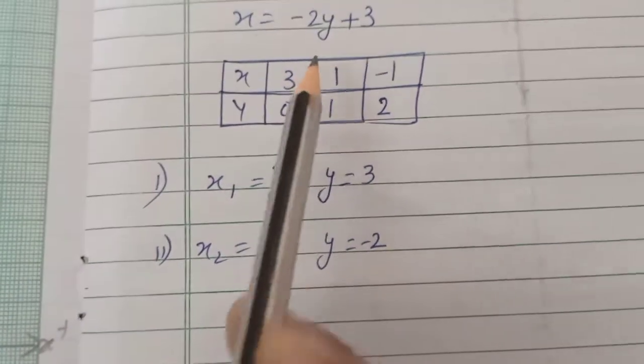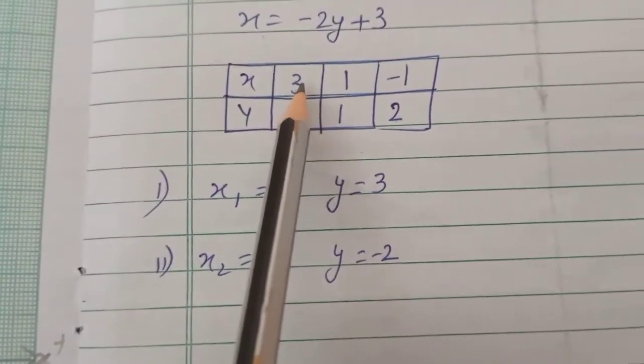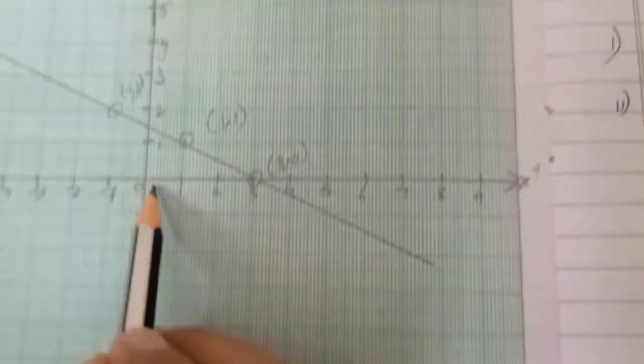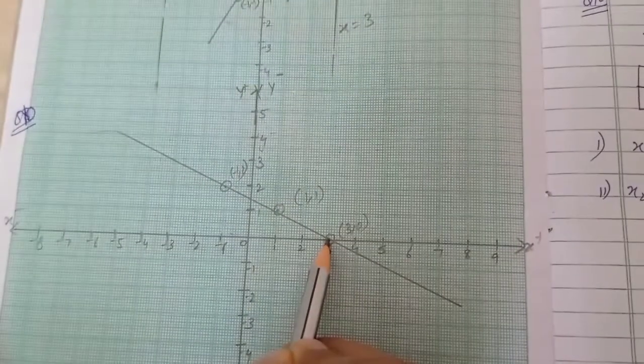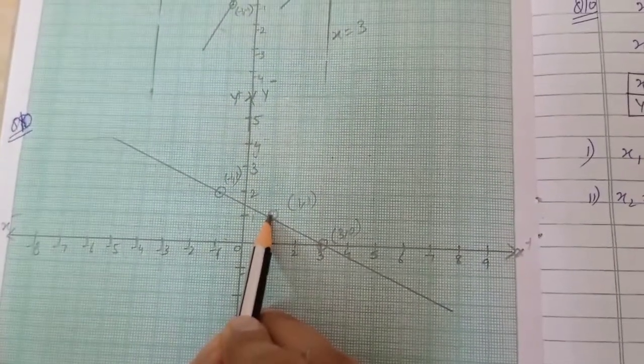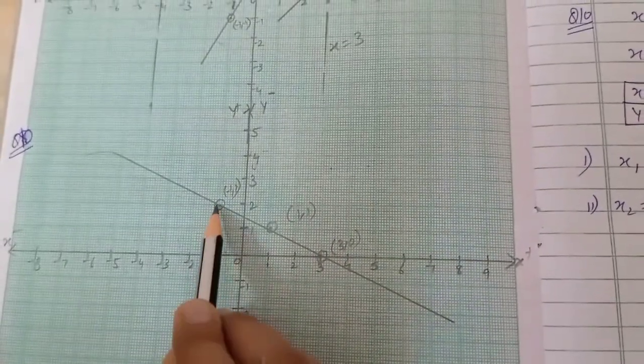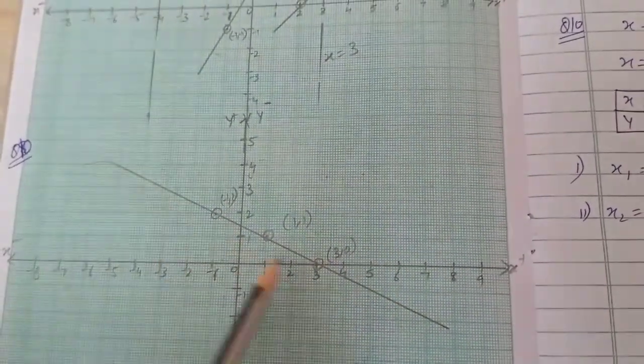How? Very important question. First of all, let's plot these points: 3 and 0. Look here, 3 and 0. The 3 of x is here, 0 means on this axis only. Next point is 1 and 1, I wrote over here. Then minus 1 of x and 2 of y upside. Then you have to join it.